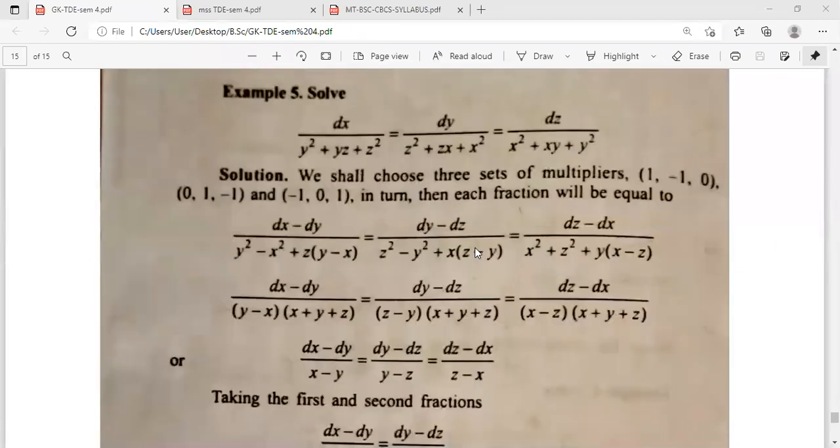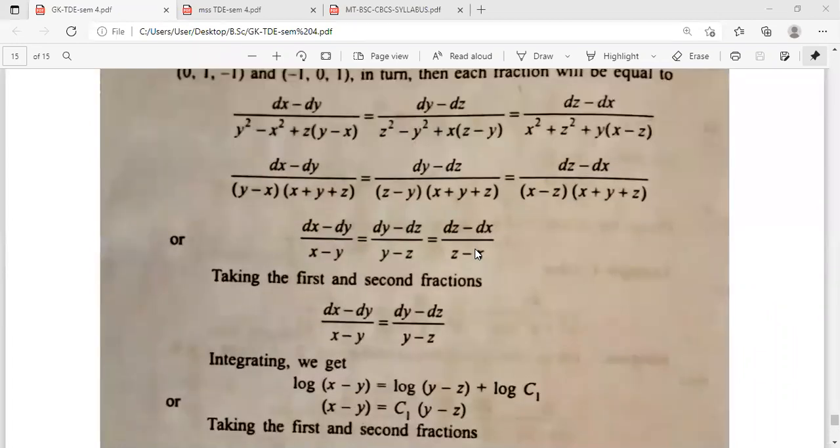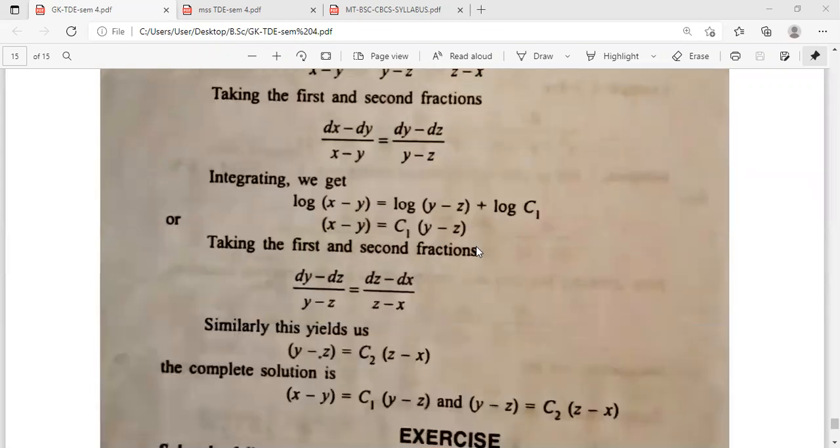Now, after this, we are discussing the simultaneous equations. First we discussed the total differential equation in the first case. After that, we are taking the simultaneous equations. These are the cases.